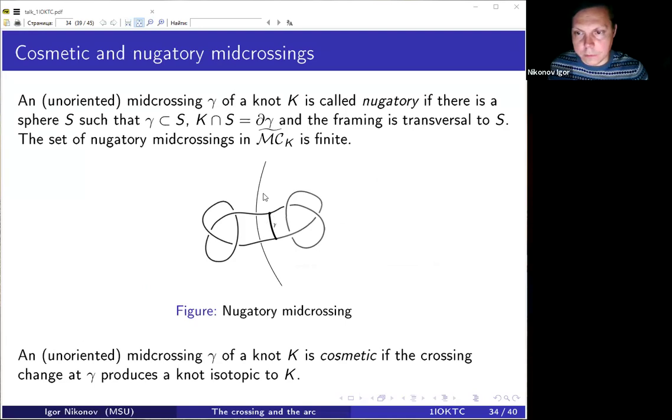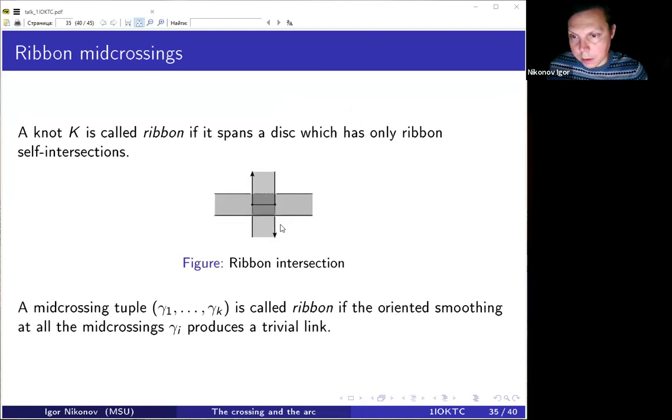For example, if you have a splitting of a knot into a connected sum, the separating sphere forms some mid-crossing on the knot. And another situation where a mid-crossing appears is if you have a ribbon knot, a knot which spans a disk with ribbon intersection, and these intersections, you see, are mid-crossings. So we can use this mid-crossing to work with these ribbon knots.